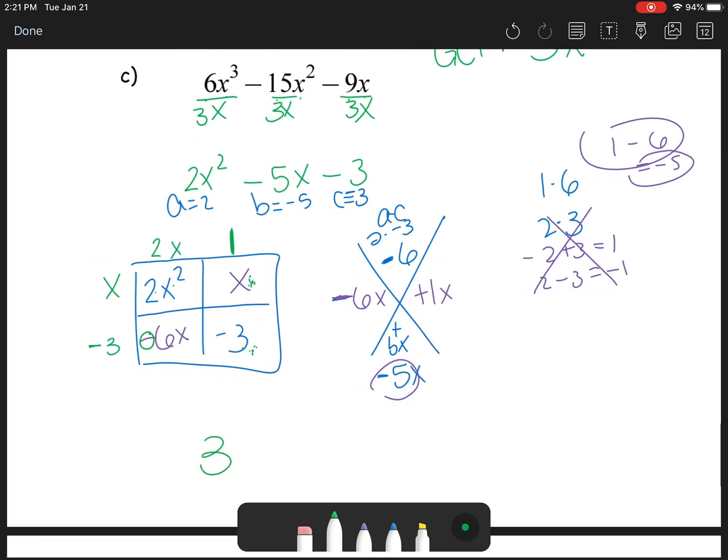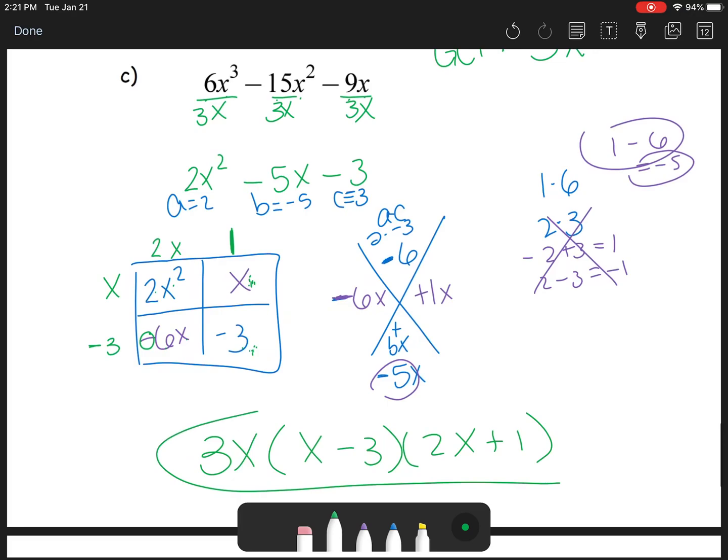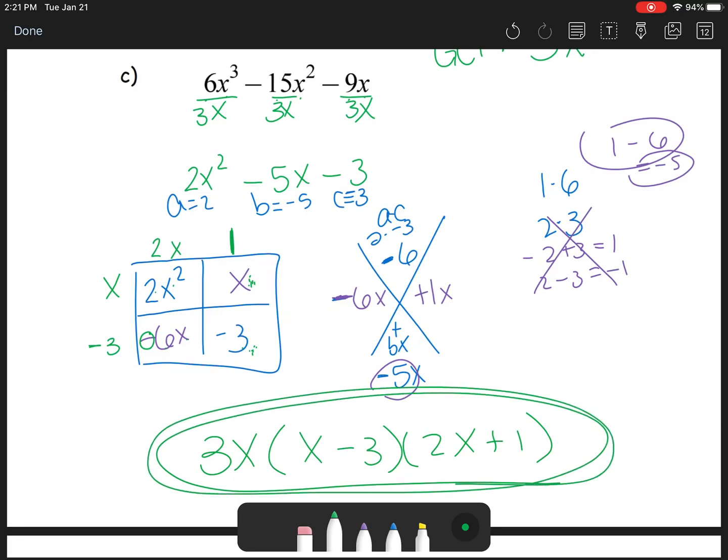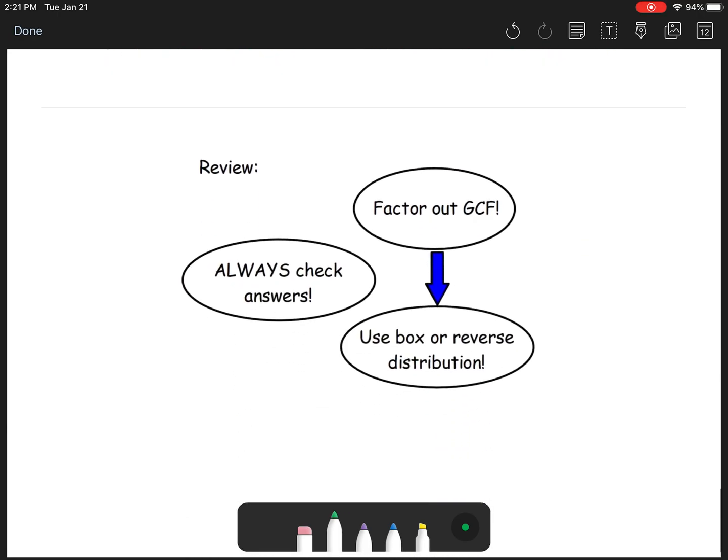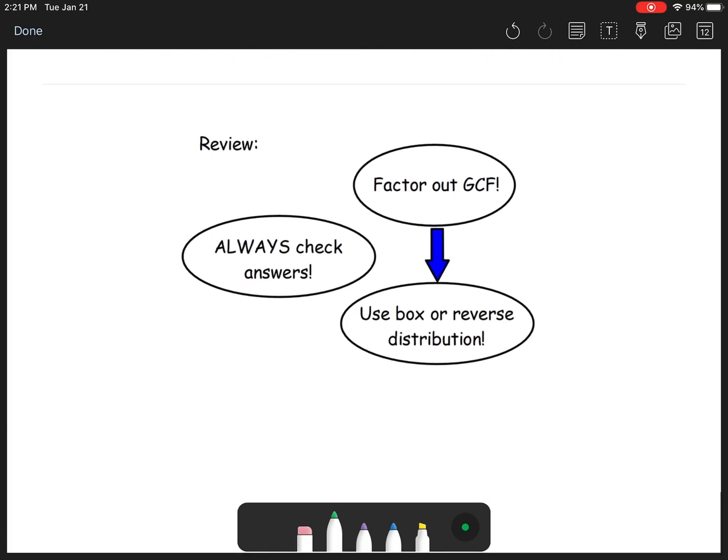Putting it all together, we have our greatest common factor of 3x. We have x minus 3 and 2x plus 1. So our factored form would be 3x times x minus 3 times 2x plus 1. And this is how you factor when you're looking at your greatest common factor and using your box method. And you always, always, always factor out that greatest common factor.